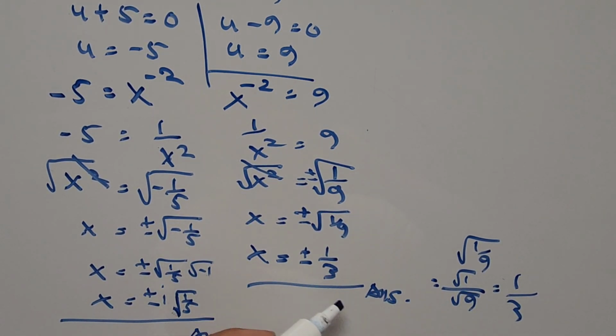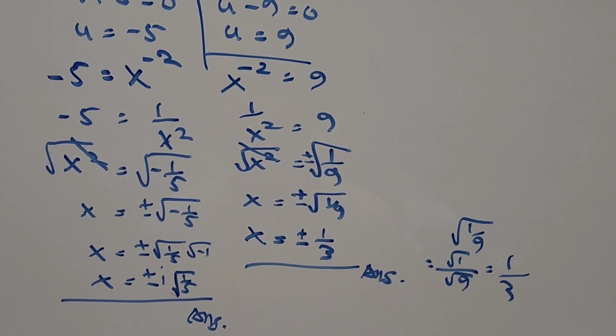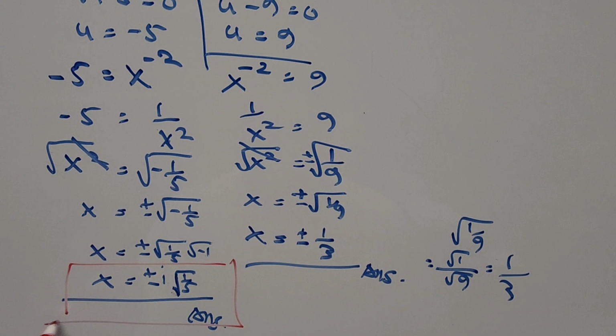Plus or minus 1/3, and the other two solutions for x are in the form of complex values, plus or minus i times the square root of 1/5. And so we have 4 values of x, or 4 solutions. Our final answers. Okay.